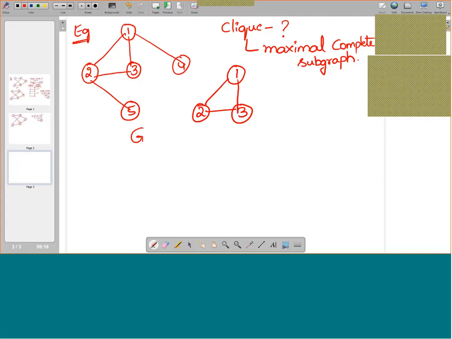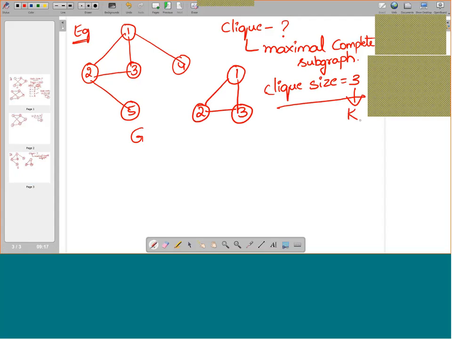So we have to consider the maximal complete subgraph. Here the maximal is with the 3 vertices. If you take 2 also we will get a subgraph, but 3 is the maximal one. So here clique size equals 3. So K value is 3.